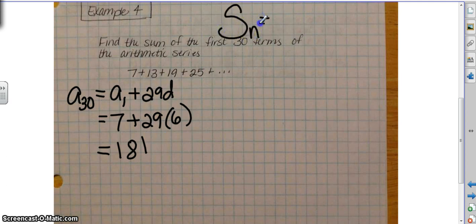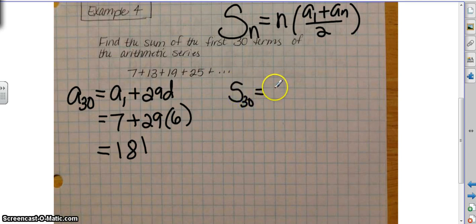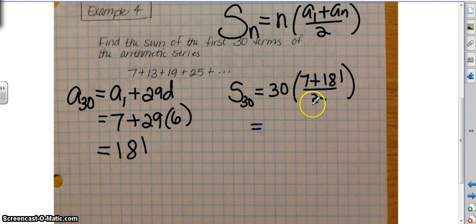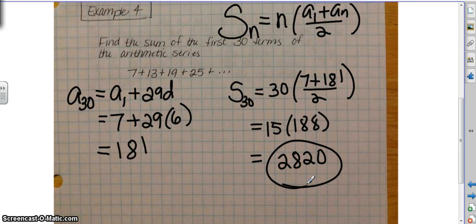Now that only gives me the first term, and I need the 30th term. I need that because S sub n is equal to n times a sub 1 plus a sub n, all divided by 2. So now S sub 30 is equal to 30, which is n, times a sub 1 plus a sub n, divided by 2. So I need to simplify this. 2 goes into 30 15 times. So I have 15 times 188, which gives me a grand total of 2,820. That's the sum of my first 30 terms.